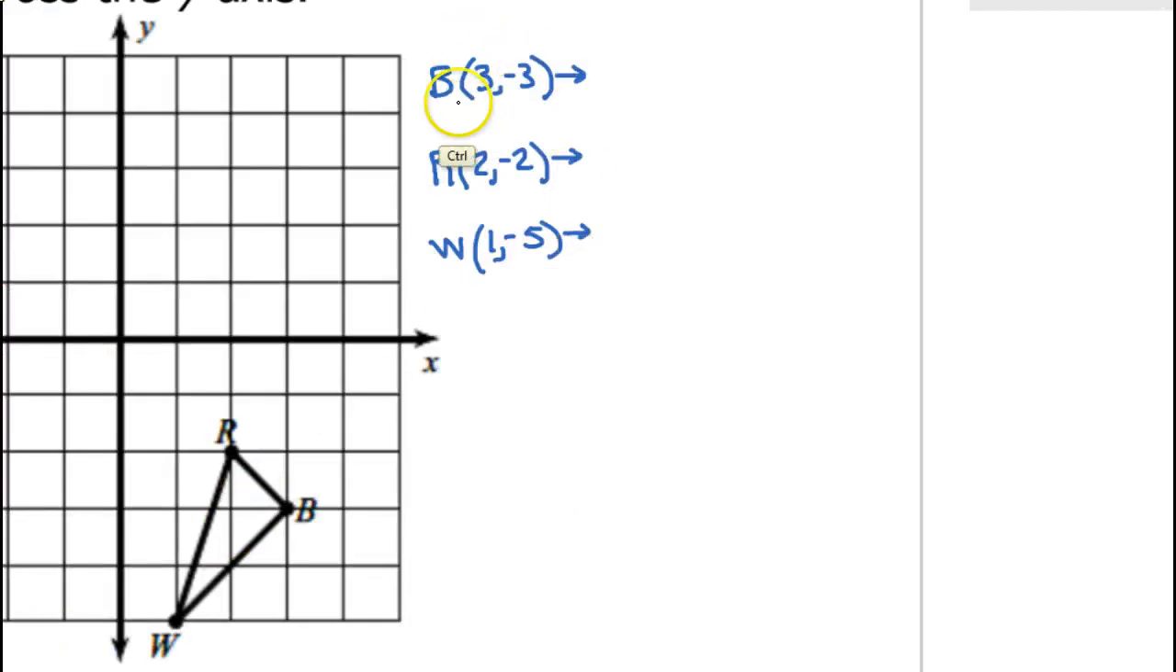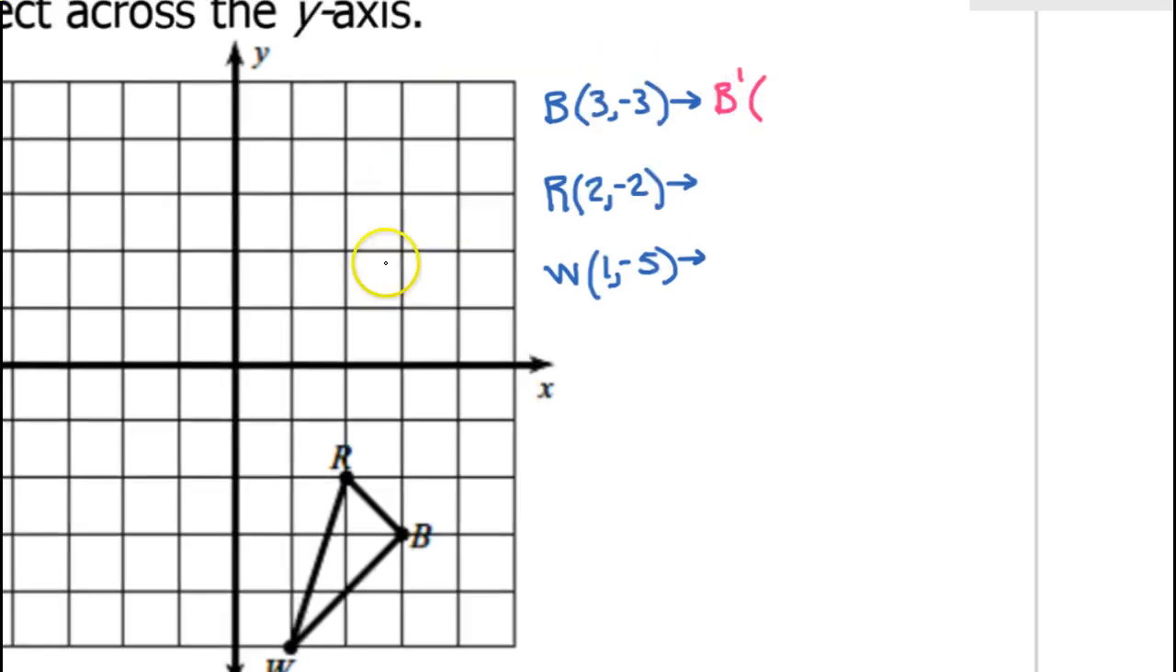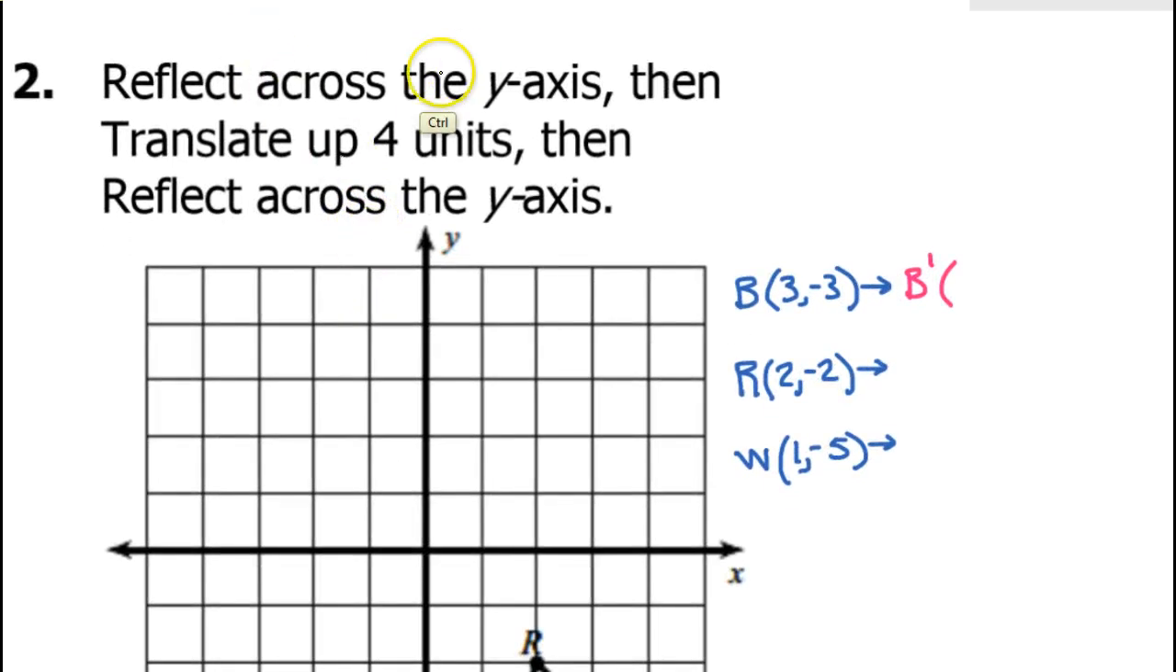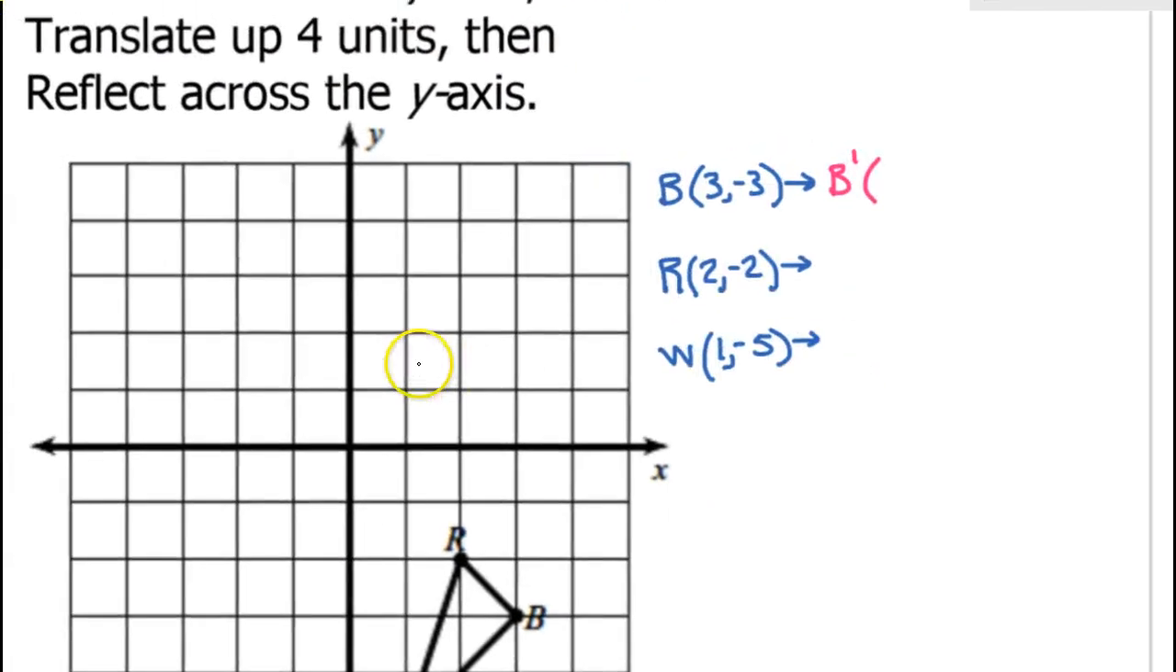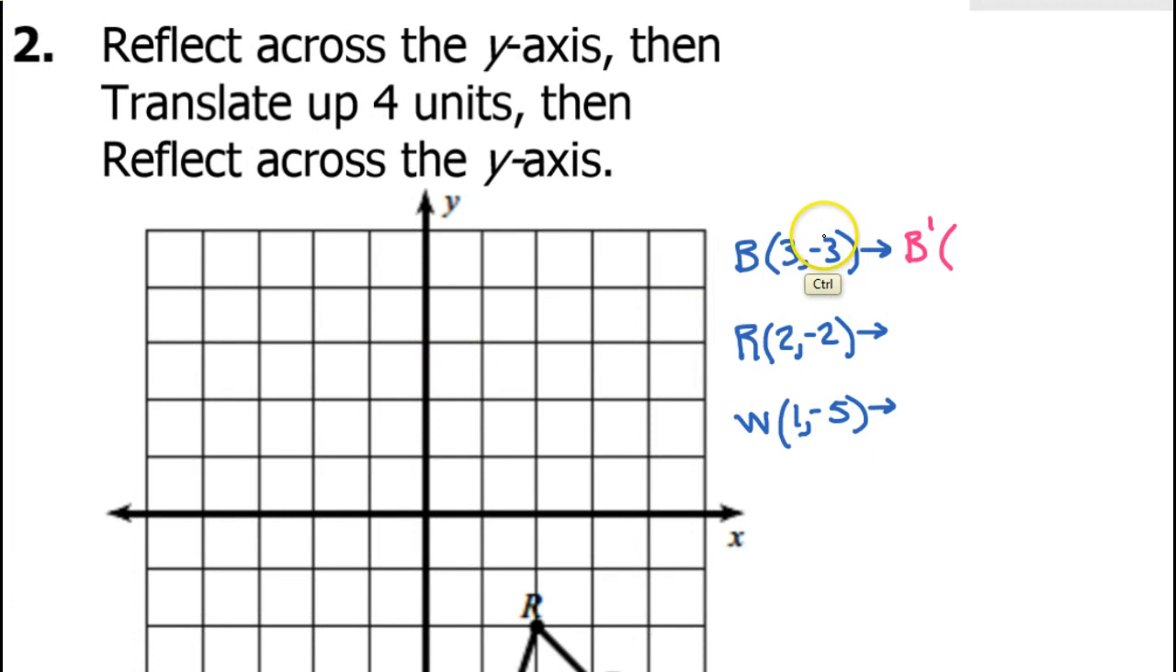So as you can see, I've started off by writing down the 3 original points, B, R, and W. I've written the coordinates here. So next we need to find B prime, R prime, and W prime. So let's start with B prime. Now remember, our first transformation is reflection across the y-axis. When you reflect across the y-axis, the y value stays the same. Okay, the x value changes. So this is going to be negative 3, comma, negative 3. All right, see how the y value stayed the same.